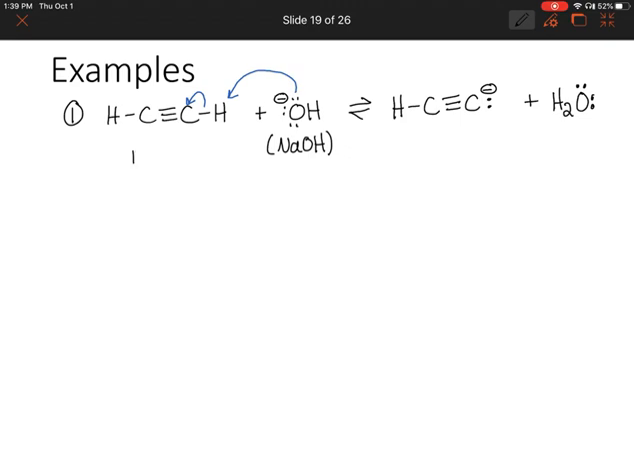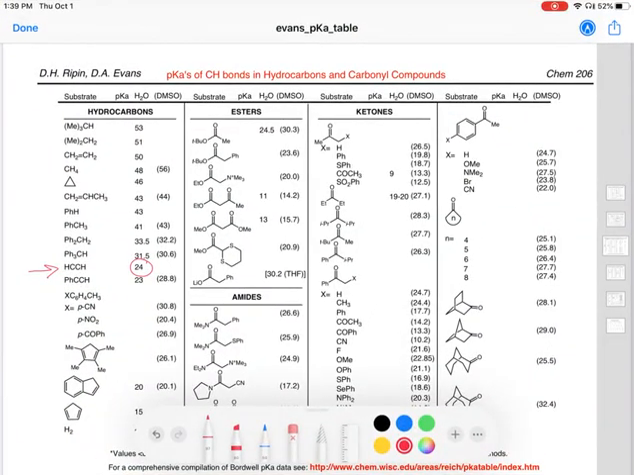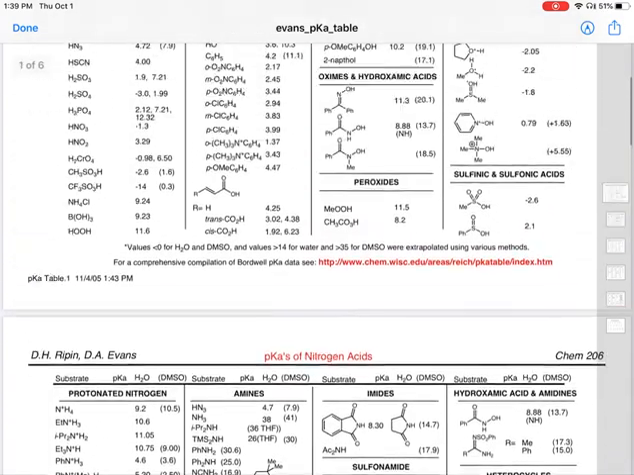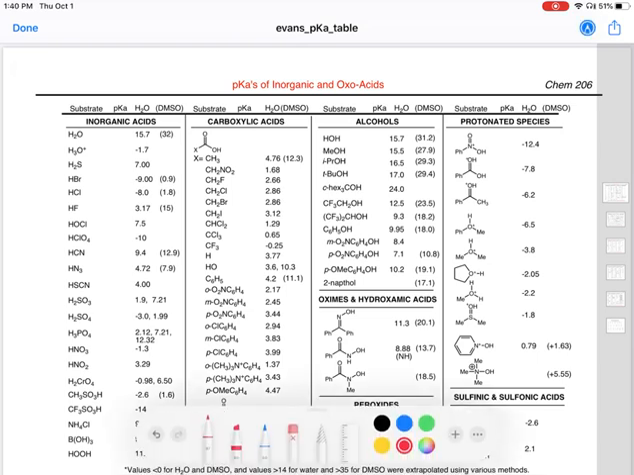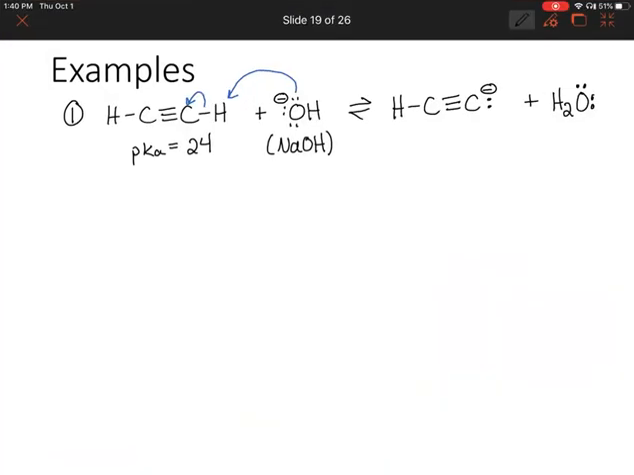All right, so we said the pKa of acetylene is 24. Now let's go look up the pKa of water on that table. So I think we need to go up to our pKa of inorganic and oxoacids because we know there's oxygen in this molecule. And actually, water is listed right up top, and its pKa is 15.7. All right, so let's go back, and we'll write that down.